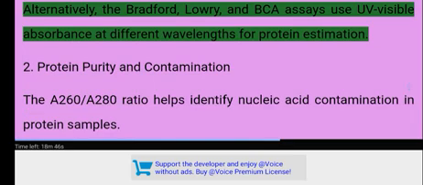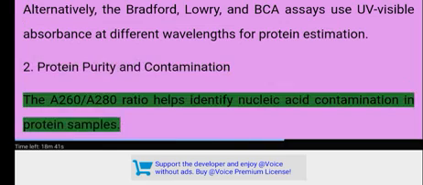Alternatively, the Bradford, Lowry, and BCA assays use UV-visible absorbance at different wavelengths for protein estimation. 2. Protein purity and contamination. The A260/A280 ratio helps identify nucleic acid contamination in protein samples.